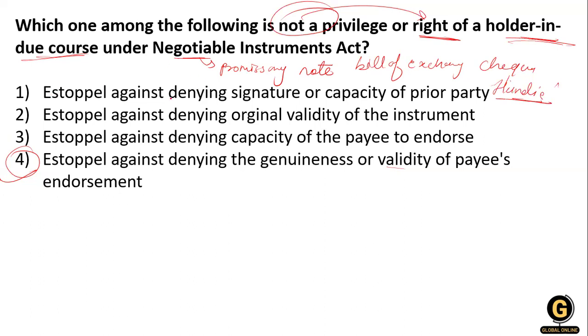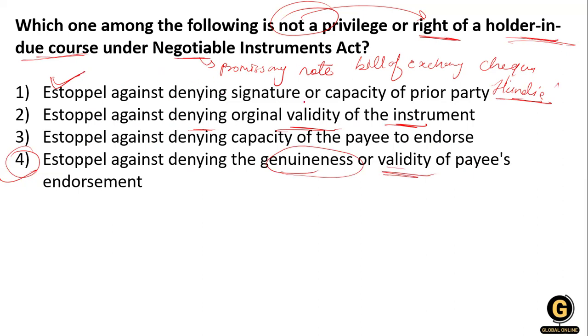He has the right of estoppel against denying the signature or the capacity of the prior party. Yes, this is a right of the holder in due course. He is also having the estoppel against denying the original validity of the instrument, and the estoppel against denying the capacity of the payee to endorse. But estoppel against denying the genuineness or the validity of the payee's endorsement is not concerned. Now I will explain one by one.